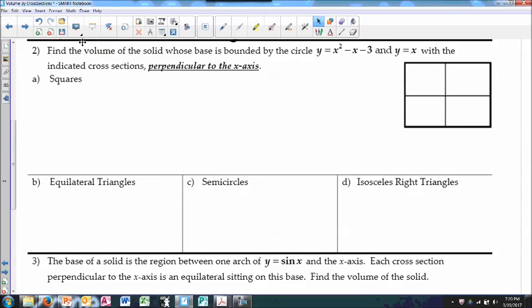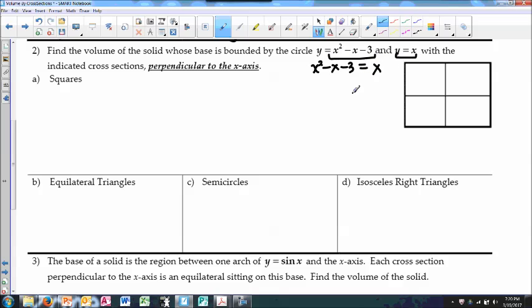For the next question, we need to be able to sketch our curve and find our intersections. So if we set x squared minus x minus 3 equal to x, then we have x squared minus 2x minus 3 equal to 0. Factoring, we get x minus 3 and x plus 1. So our intersections are going to be at x equals negative 1 and x equals positive 3.